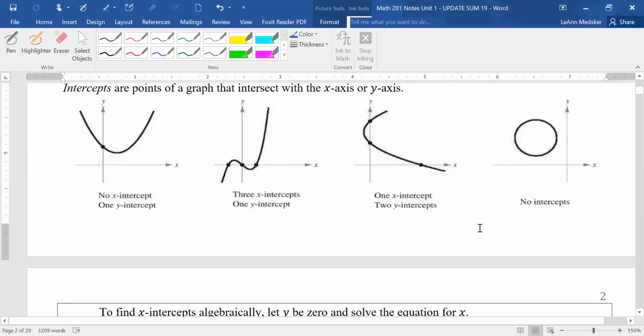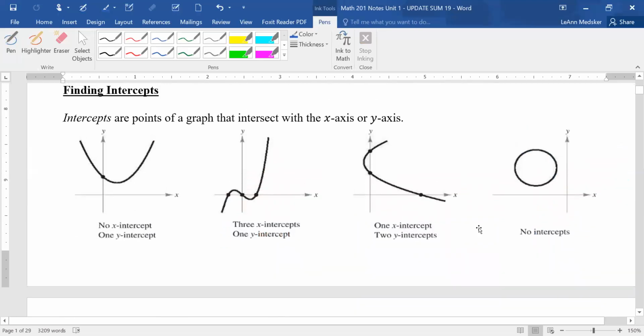Okay. The other thing I want to cover in this section, 1.2, is how to find intercepts, because this is, again, an algebra skill from a previous course.